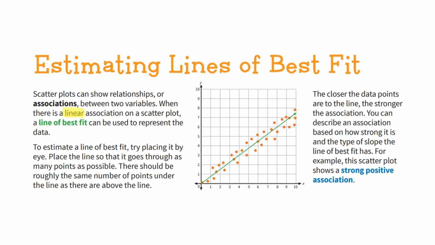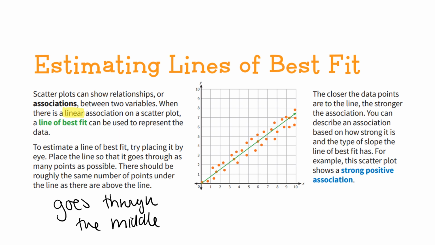To estimate a line of best fit, try placing it by eye. Place the line so that it goes through as many points as possible. There should be roughly the same number of points under the line as there are above the line. Again, another rule of thumb is that it goes through the middle. The closer the data points are to the line, the stronger the association.